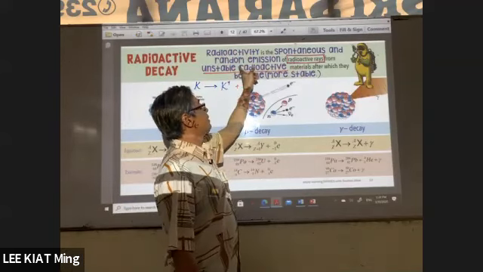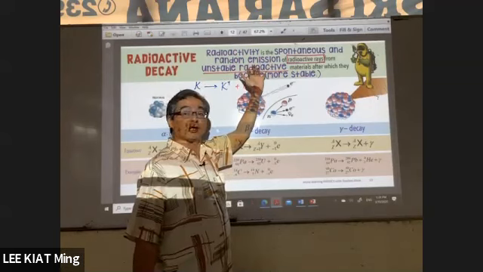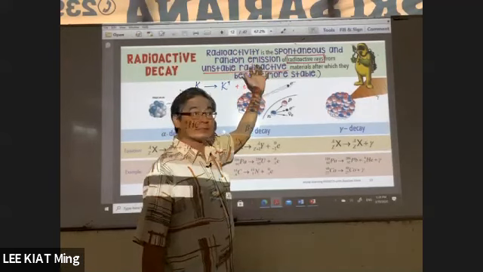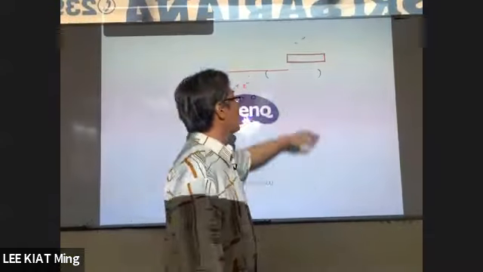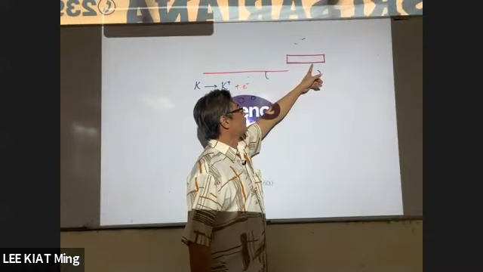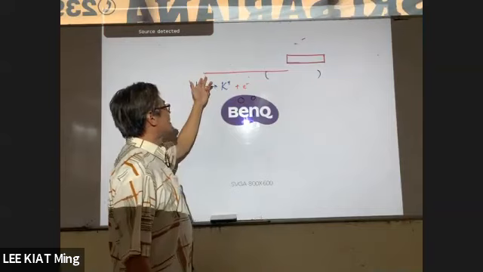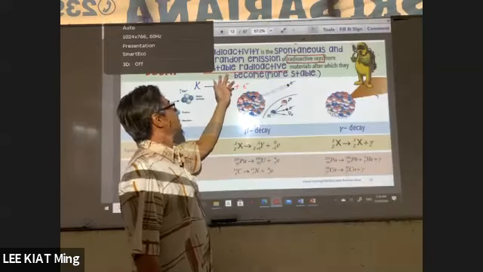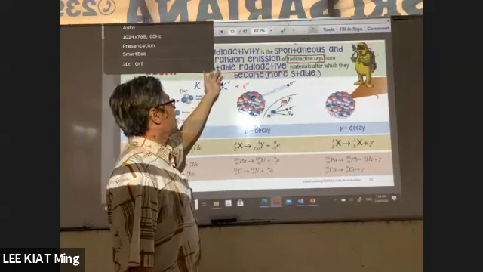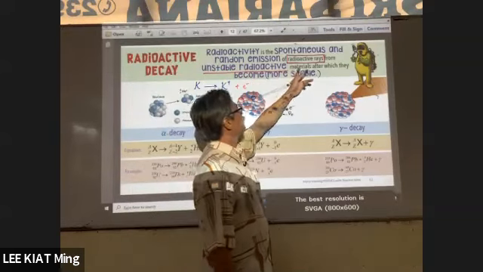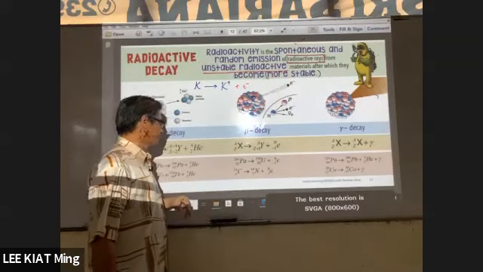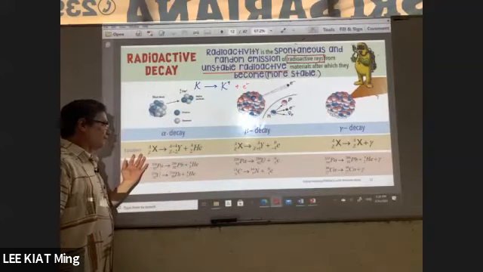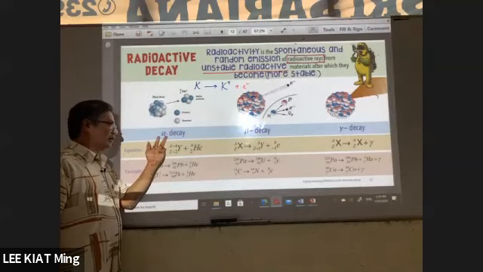Radioactivity is the spontaneous and random release of radioactive rays from an unstable nucleus, from an unstable radioactive material, to become more stable. And these are examples of alpha decay.